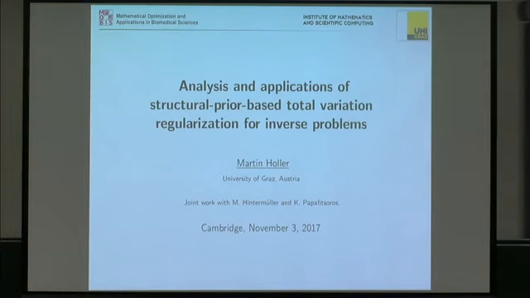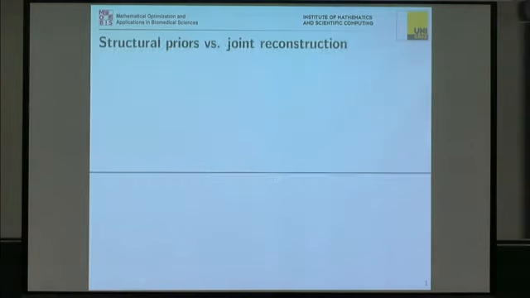So this talk is going to be about regularization for inverse problems using structural priors, and I will first try to give you a brief outline of what it means. So let me consider a particular example. We assume that we have not only one measurement, but we have two measurements available which measure somehow related quantities. A typical example would be we have an MR measurement, so this would be Fourier coefficients.